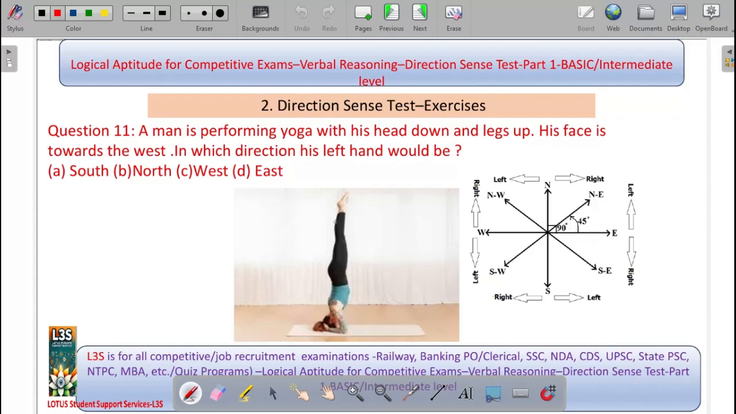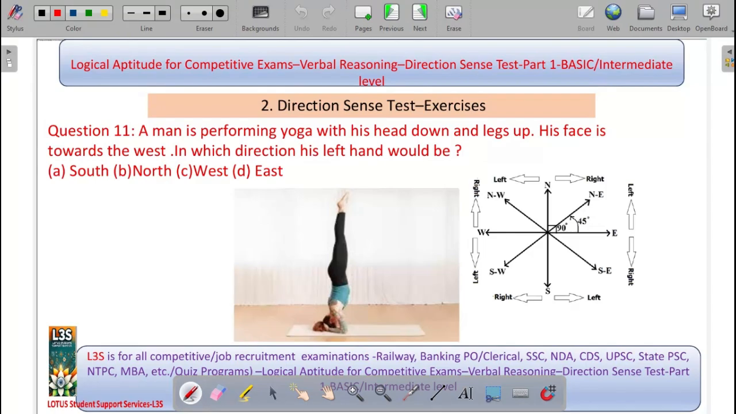So option A, 10 root 2 northeast direction, is the right answer. Number 11. A man is performing yoga with his head down and legs up. His face is towards the west. In which direction would his left hand be? South, north, west, or east? To understand this question, I have taken one picture.